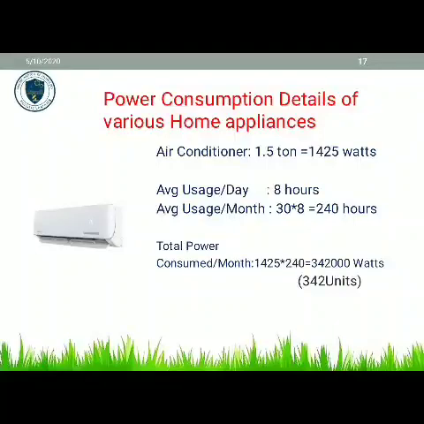Next load is the air conditioner. The star-rated 1.5 ton air conditioner has a power rating of 1425 watts. The average usage per day is assumed to be 8 hours. The total power consumed per month, if we calculate, is 1425 into 240, which is equal to 342,000 watt-hours, divided by 1000. 342 kilowatt-hours is equal to 342 units. The air conditioner load consumes more power.